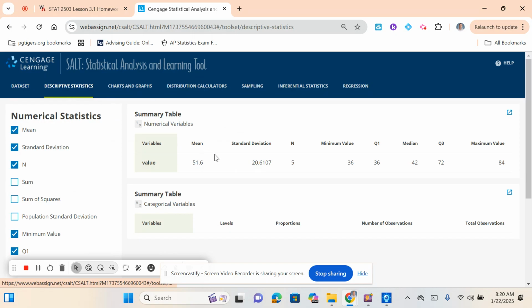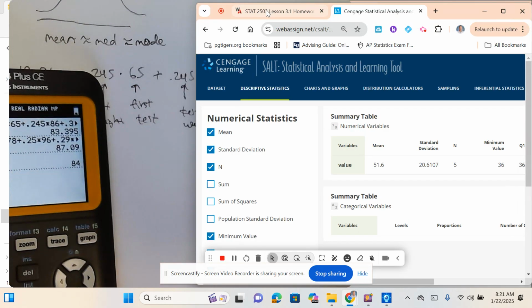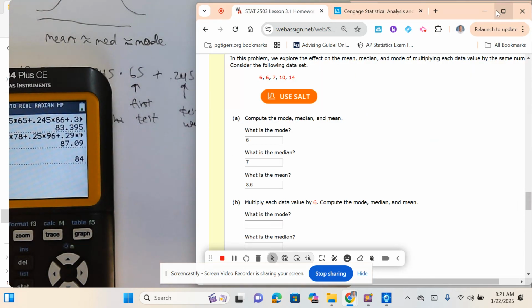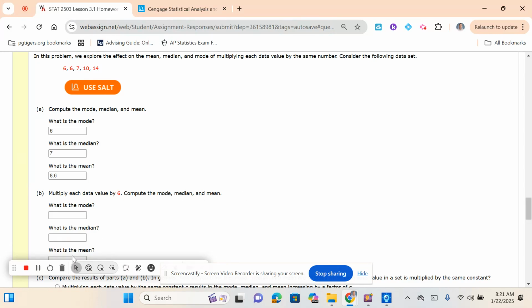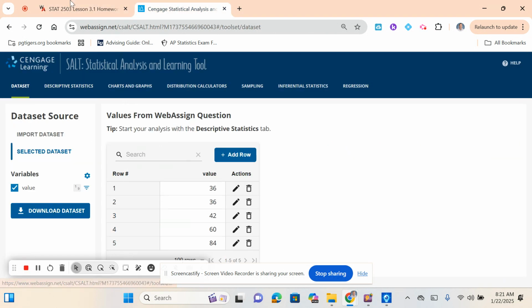Let's see if our guess was right. We have a median of 42 and a mean of 51.6. I'll come back to that screen here in a moment. And then a median of 42. And then the mode, which one happens the most? Let's go back to the data set, 36.